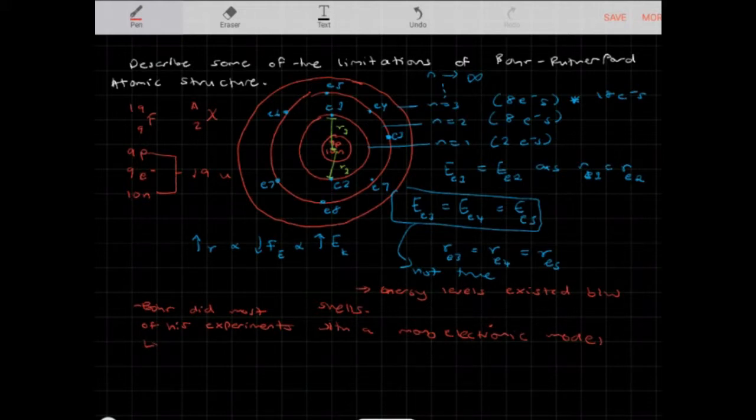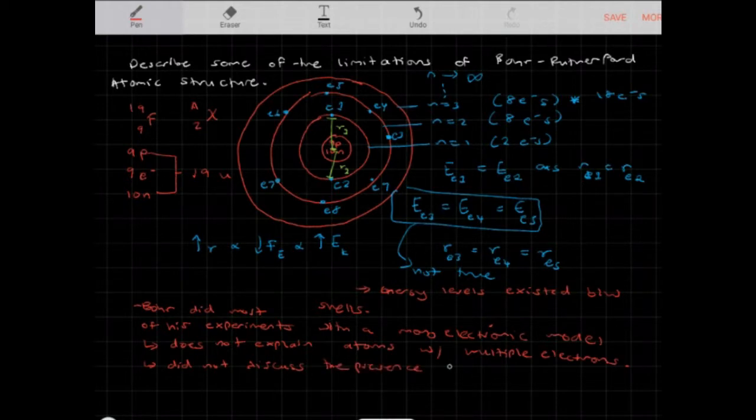So you can use hydrogen to explain, but it does not explain polyelectronic systems, atoms with multiple electrons, right? Atoms with multiple electrons are going to have different types of electron interactions, right? So this is one of the reasons why he didn't actually notice that there were these energy levels within shells, and these were called subshells, right? So he did not discuss the presence of subshells, right?